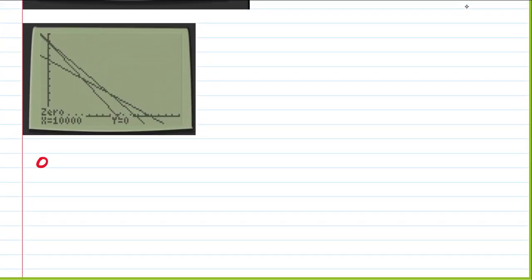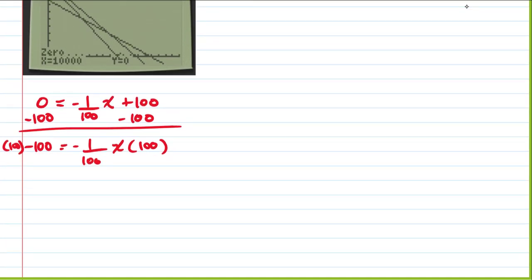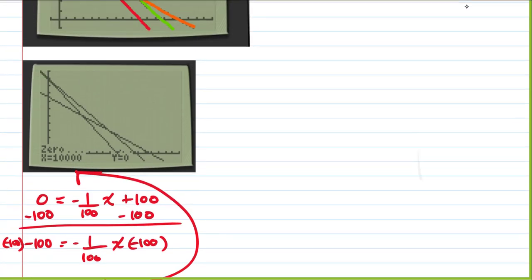Note, we could have also gotten this by just setting y equal to 0 and solving. If we go 0 equals negative 1 over 100 x plus 100, and solve this equation for x, I subtract 100 from both sides, which gives me negative 100 equals negative 1 over 100 x. I then multiply both sides of the equation by negative 100. So negative 100 times negative 100 is 10,000. Positive 10,000 is equal to x, which is the same number we got here, right? Because we were finding the x coordinate when y was equal to 0. That's how you find x-intercepts.